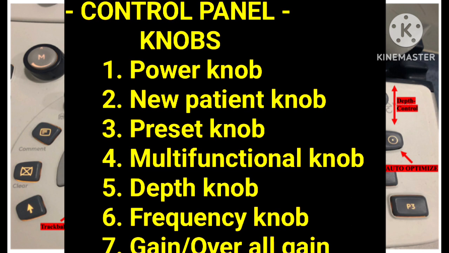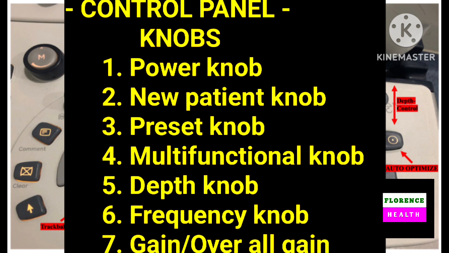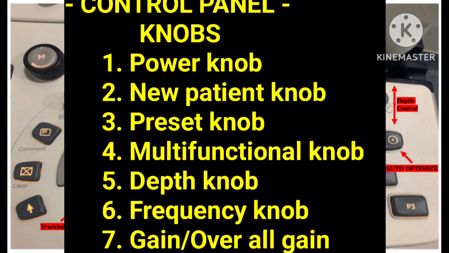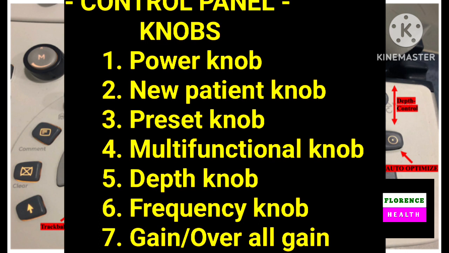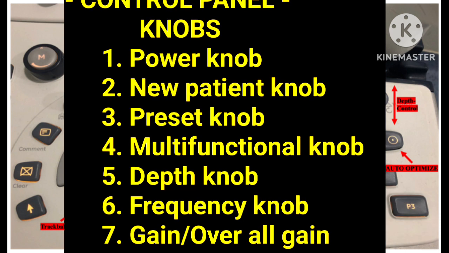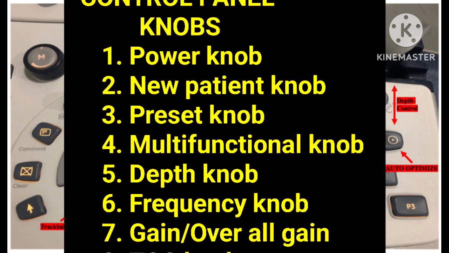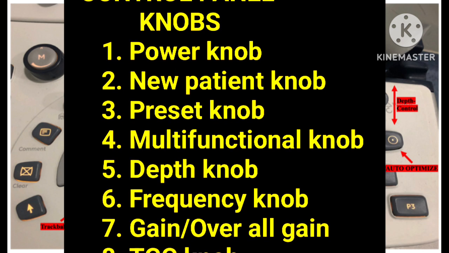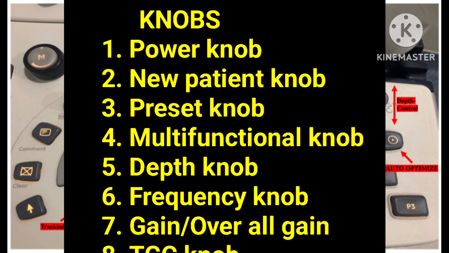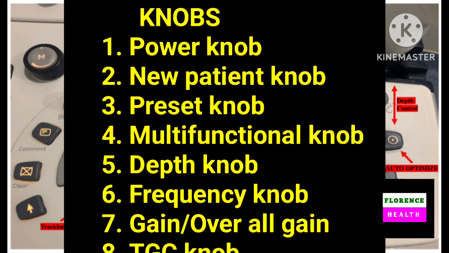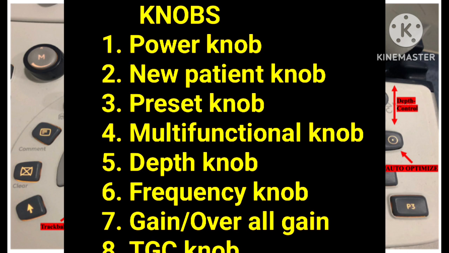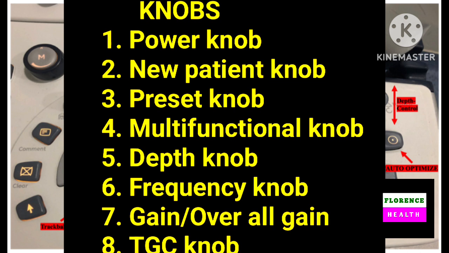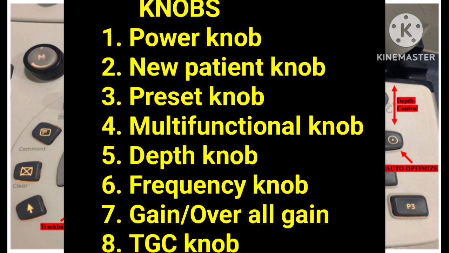Another knob is gain or overall gain knob. It is a rotating knob. By rotating the knob towards the right side, brightness of the whole screen will be increased, and rotating the knob toward the left side, brightness of the whole image will be decreased. That means it is used for increasing or decreasing the brightness of the whole image. It is not restricted to a particular point or particular area.